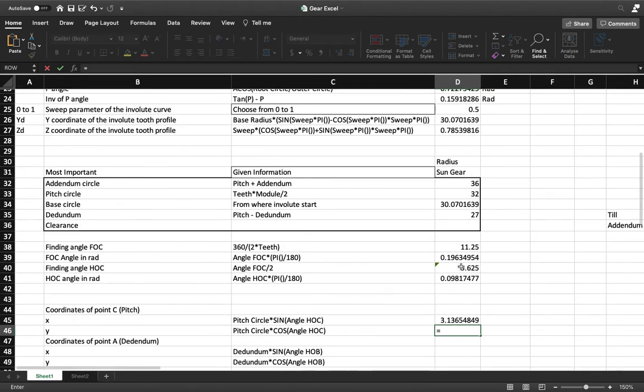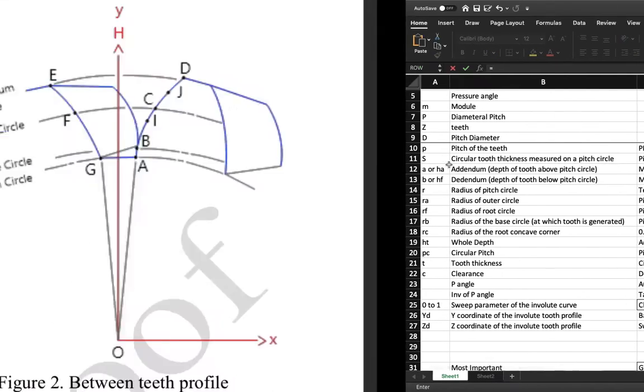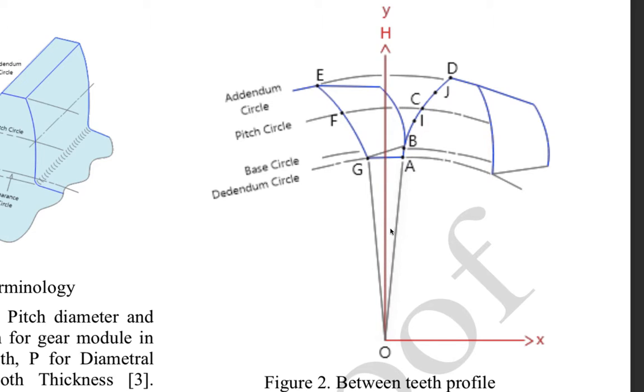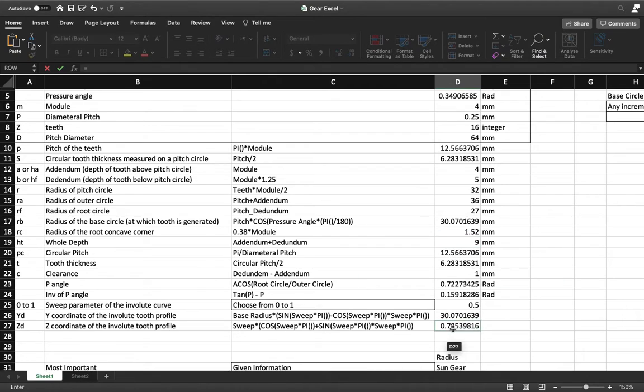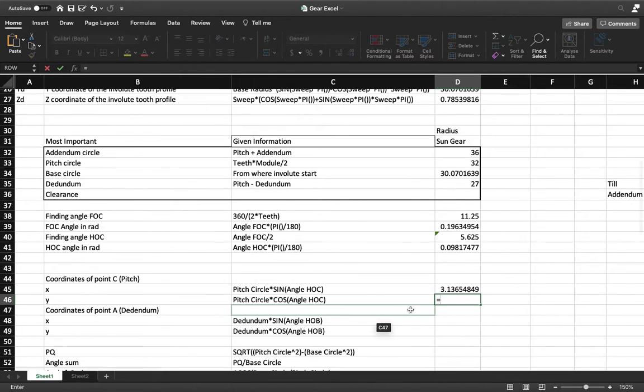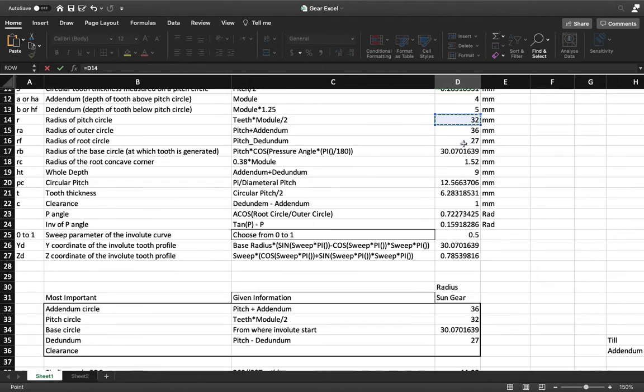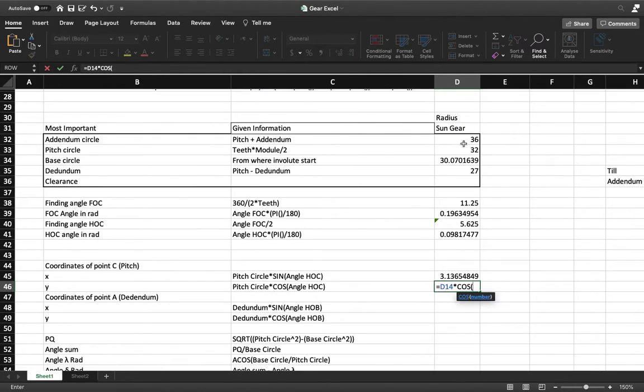Correct. Pitch and the cosine, because as you can see, the angle is right here. So with cosine it gives us the y coordinate, but with sine it gives us the x coordinate. As you can see, the y coordinate should be really high and the x coordinate should not be so much. The x coordinate is 3.13, so it depends on this value. So let's check. Pitch 32 multiplied by cos angle. See, the difference is huge.